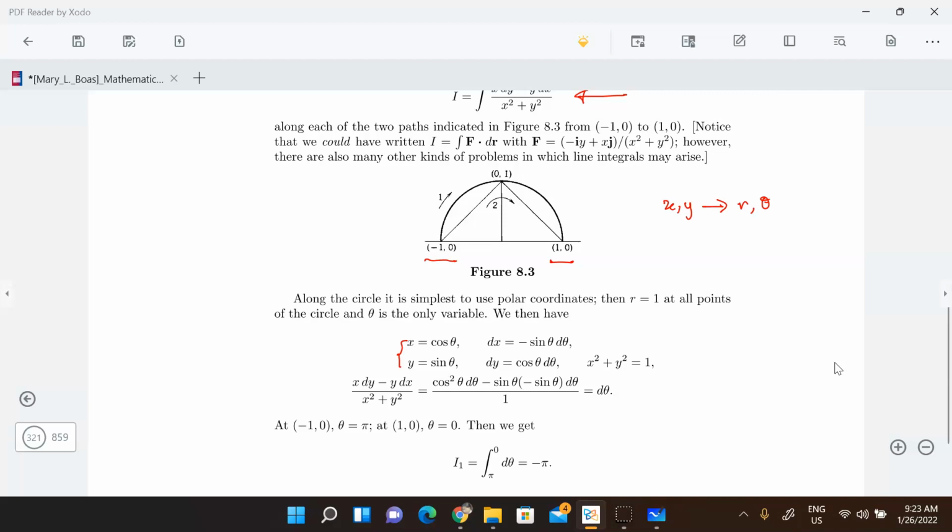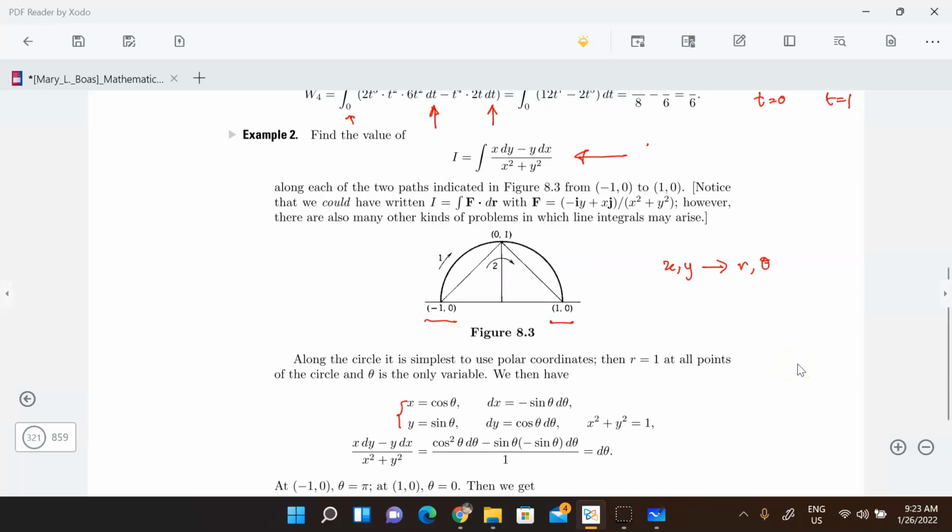Once you substitute those coordinate transformations, the integrand is given by that. Over here you can see your denominator gives you 1, because it's cos squared plus sine squared. And if you substitute your x dy minus y dx, you also get cos squared theta plus sine squared theta d theta. So the final integral, your I, is just an integral over theta.